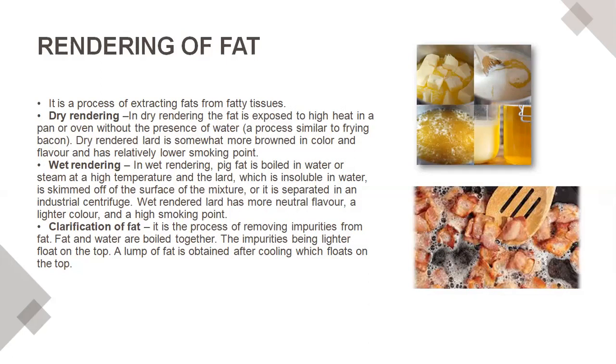Next is clarification of fat. It is the process of removing impurities from fat. Fat and water are boiled together. The impurities, being lighter, float on the top. A lump of fat is obtained after cooling, which floats on the top. Like we do ghee, clarified butter, it's known as ghee. The way we do it, that is a clarification of fat.